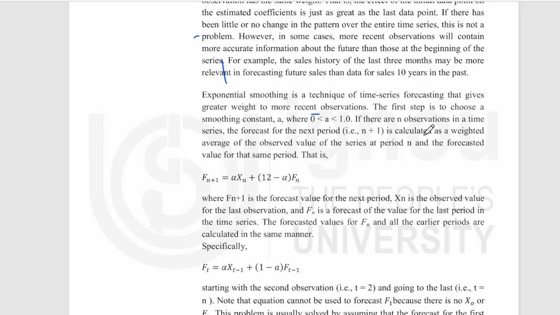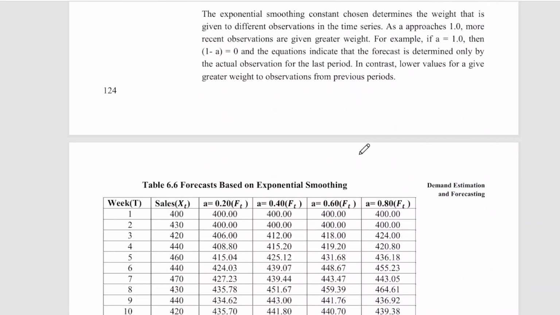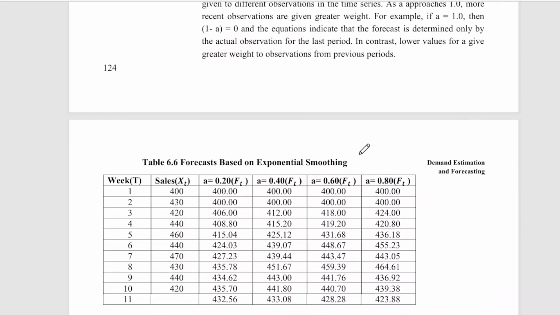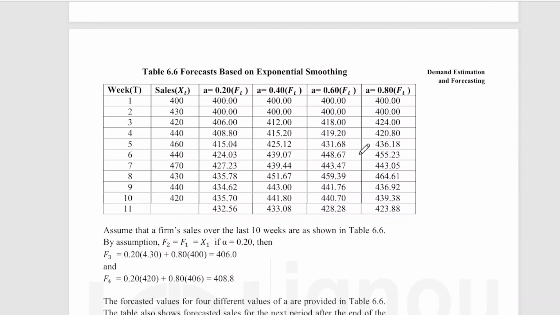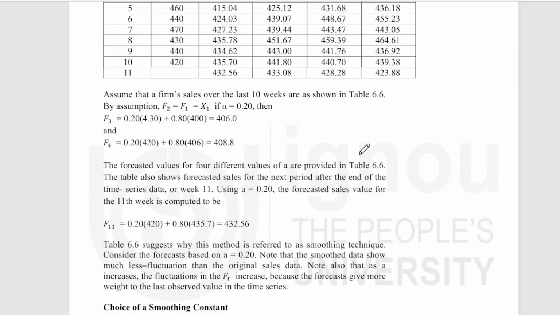And if there are n observations in a time series, the forecast for the next period, that is n plus 1, is calculated as a weighted average of the observed value of the series at period n and the forecasted value for that period, that is the same period. Okay, so please go through it. Table 6.6 is here, forecast based on exponential smoothing.